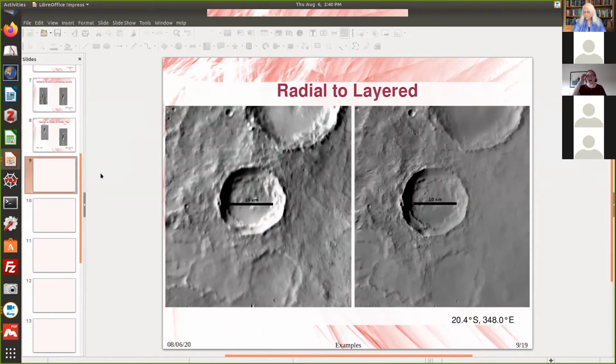So moving on, we have one that went from radial to layered. And I think part of what was going on is the ejecta from this crater was potentially getting confused with the ejecta from this crater in the lower resolution. It might not have been clear that this flow feature was associated with this crater, whereas in higher resolution, I think you can see that much more clear connection between this crater and that crater, that part of the ejecta.